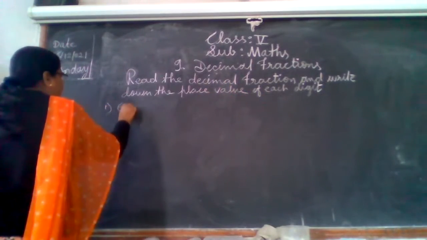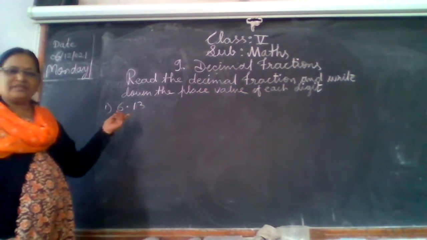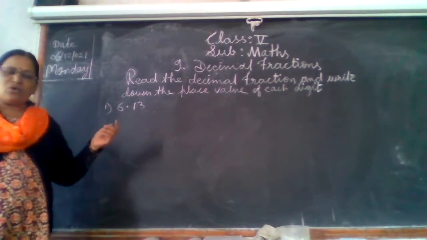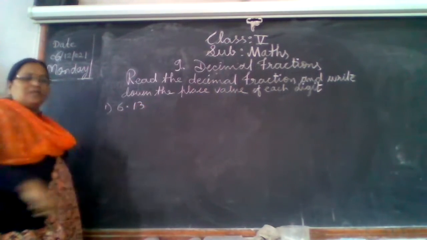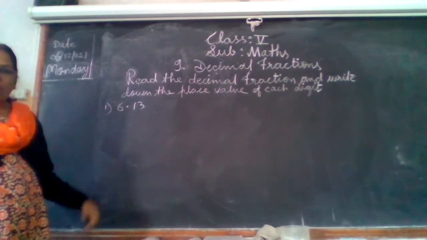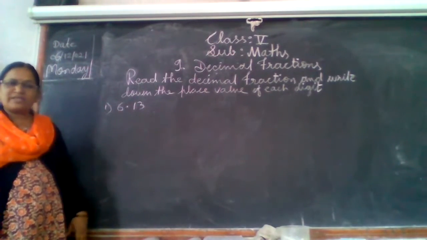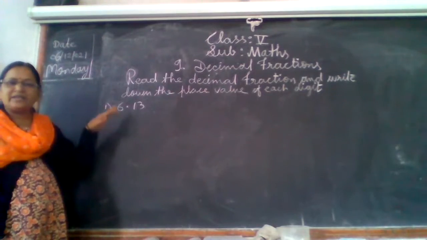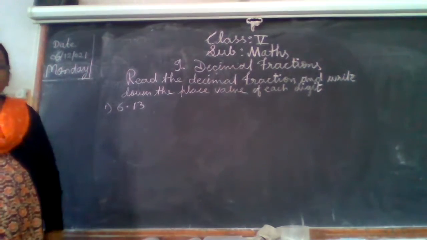First is 6.13. Now see children, 6.13. So here 6 is the whole number and 13 is the fractional part. So how will you read this? 6.13, or you can say 6 and 13 hundredths.